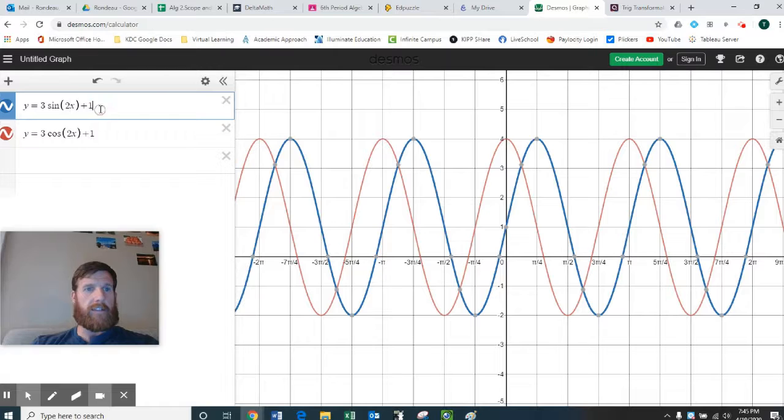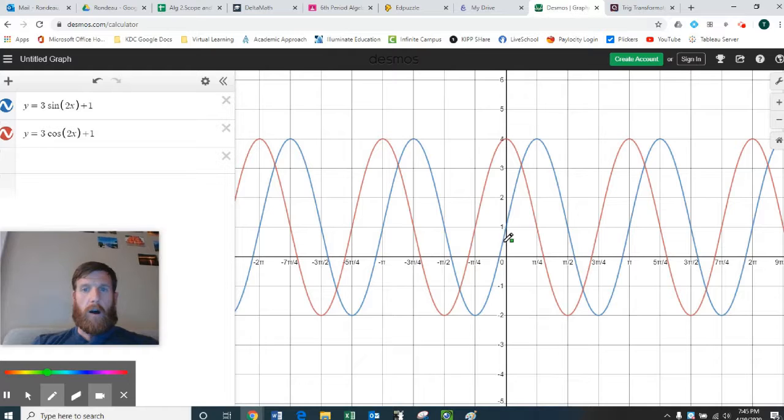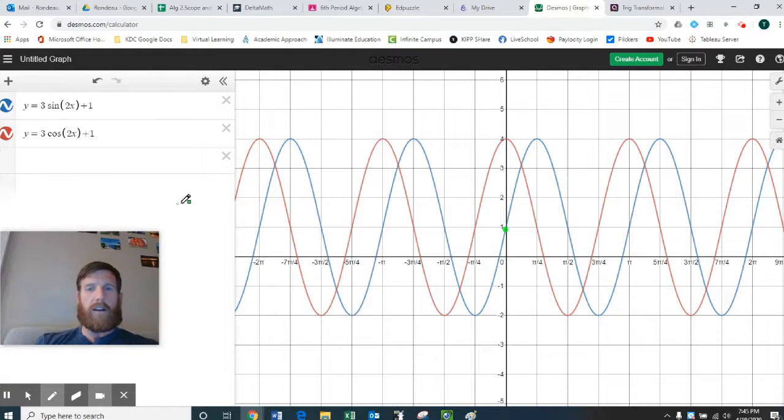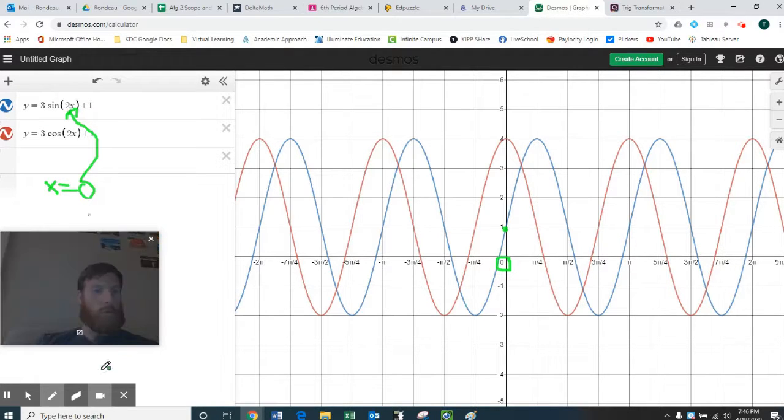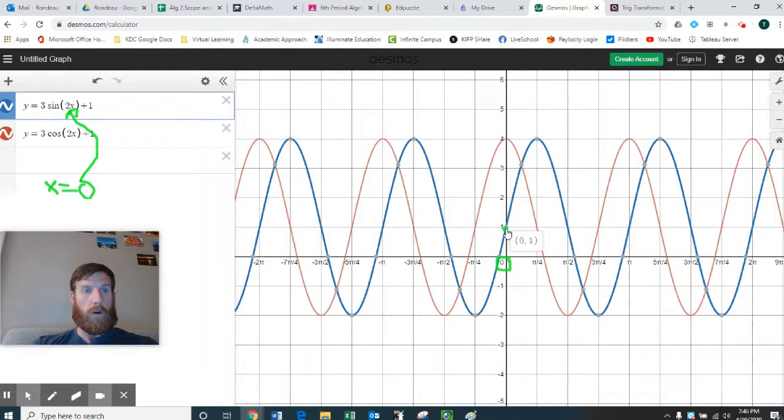Okay, so let's look at this one at a time. If I'm looking at sine of 2x plus 1, it starts in the middle. I keep saying that. So why am I saying that? It's because where it starts is when x equals 0. So if I take an x of 0 and plug it into this equation, I will get the sine of 0. What's the sine of 0? 0. What's 0 times 3? 0. What's 0 plus 1? 1. And that's why there is a point here at 0, 1.